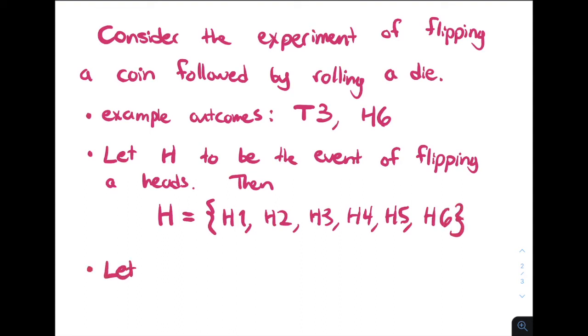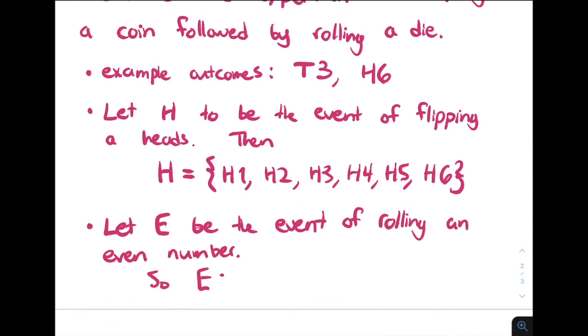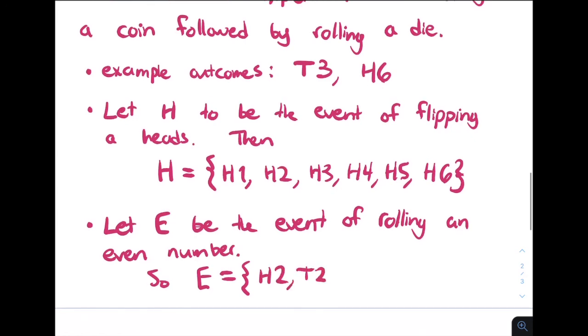Or we could let E be the event of rolling an even number. So we could list the elements of E to be a heads and a 2, a tails and a 2, a heads and a 4, a tails and a 4, or a heads and a 6, or a tails and a 6.